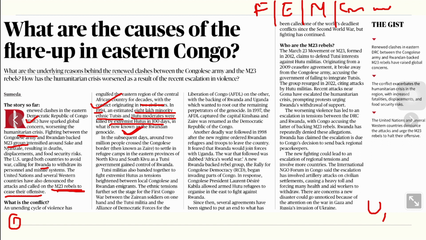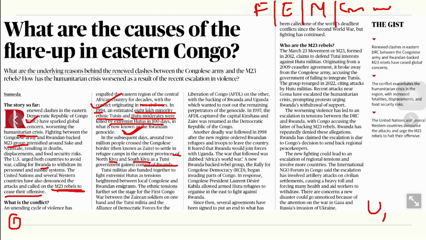So you must have heard about the Rwandan genocide. In the 1994 civil war, an estimated close to 8 lakh minority ethnic Tutsis were killed by extreme Hutus in 100 days. In subsequent days, around 2 million people crossed the Congolese border to settle in refugee camps in the eastern provinces of northern Kivu and southern Kivu as a Tutsi government gained control of Rwanda. So that has a history of its own.